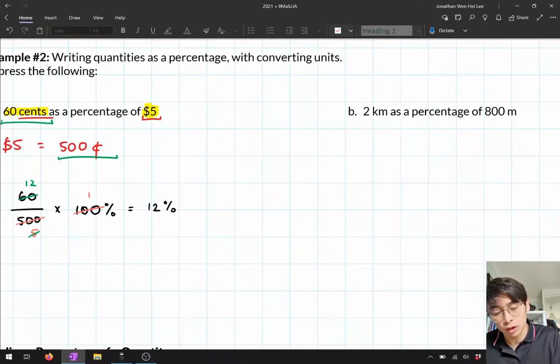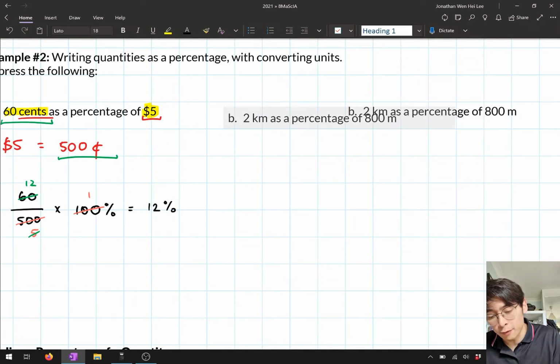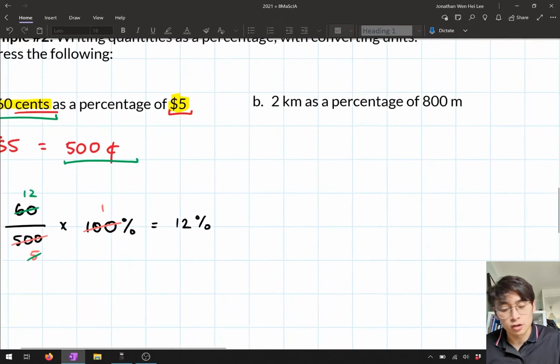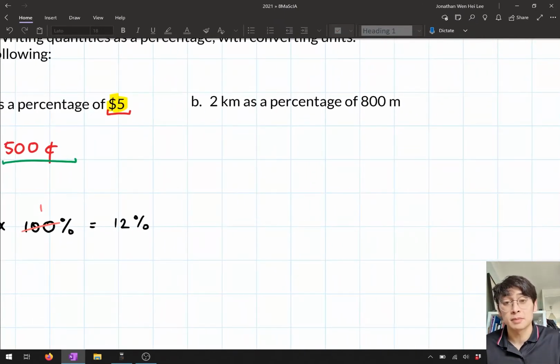So here for these ones, what we need to do first before we do any of the other steps is make sure that we convert the units to be the same. So here, this next one, I want to write 2 kilometers as a percentage of 800 meters.